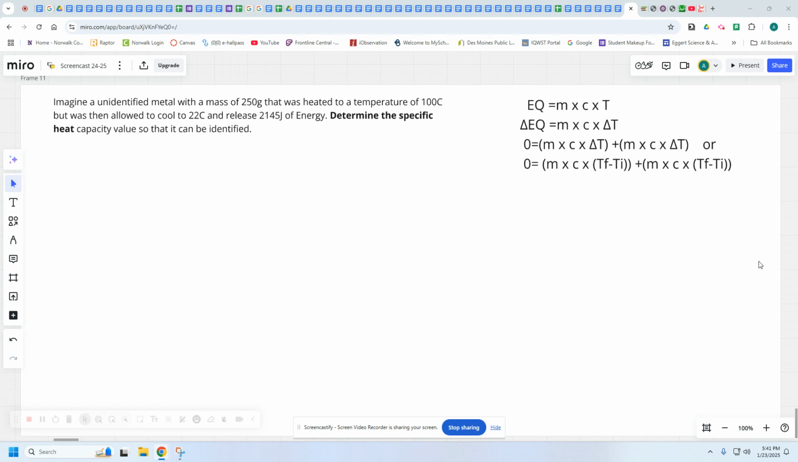So in this first problem, I want you guys to imagine an unidentified metal with a mass of 250 grams that was heated to a temperature of 100 degrees Celsius, but then it was allowed to cool to 22 degrees Celsius. And while it cooled, it released 2,145 joules of energy. We don't know what this metal is, but we can use the specific heat value in the future to determine and estimate what this metal is.